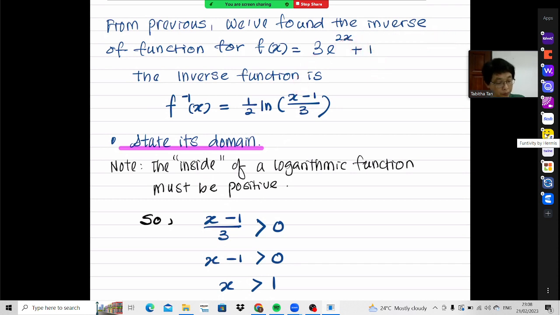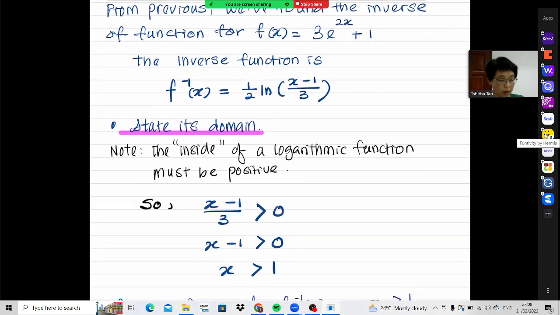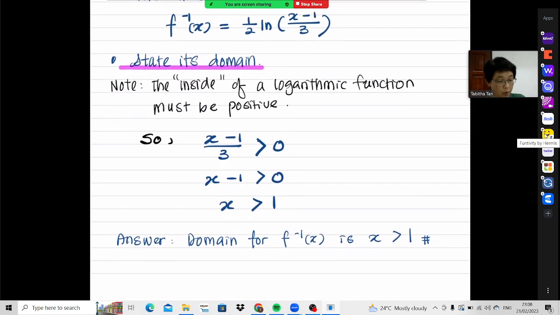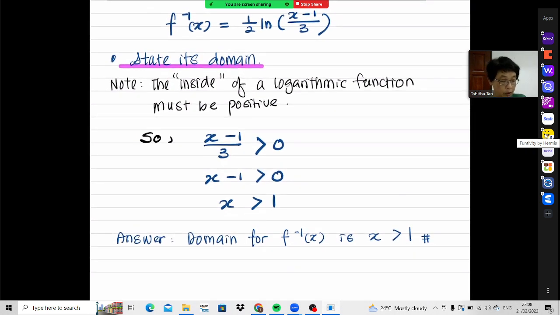Then now we use this concept, so this inside must be positive, so we just put it as bigger than 0, and once you arrange that, we're just going to simplify to make x the subject. So we multiply by 3 on both sides, and that leads us to this.